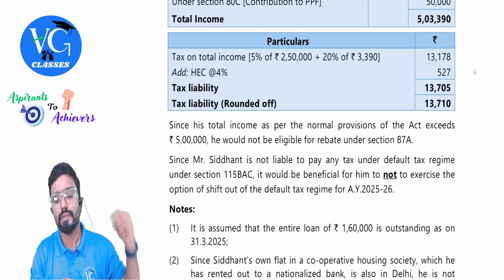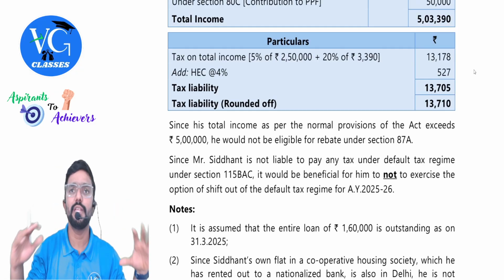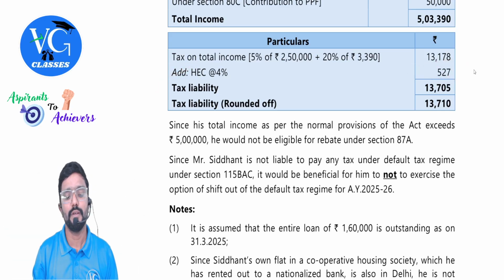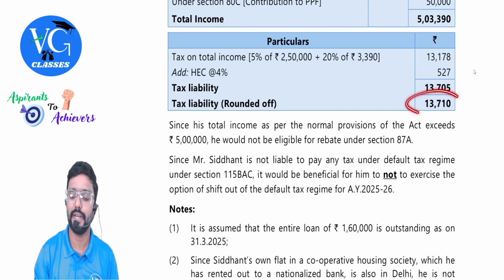Yes. Then no rebate here. Why, sir? Total income is more than 5 lakh. So health and education cess at 4%. So the tax liability comes to 13,705. Round it off to the nearest 10: 5 or more goes to the next 10. So 710.